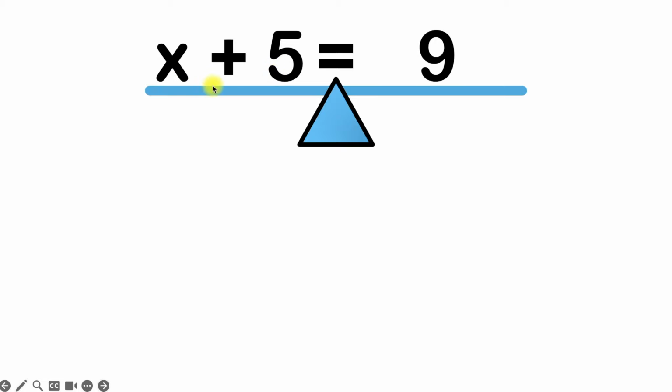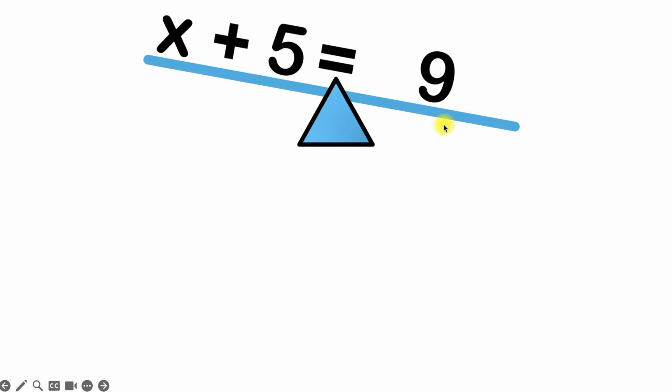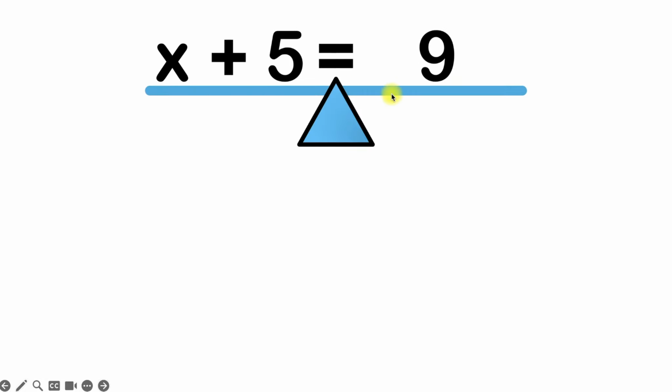Now you want it to be perfectly level and balanced. You don't want to have more on the left so that it tips in this direction, or more on the right so it tips in this direction. You want it to be perfectly level and balanced. The only way for that to happen is to make sure that the left side and the right side are the same exact thing, just like a real scale.